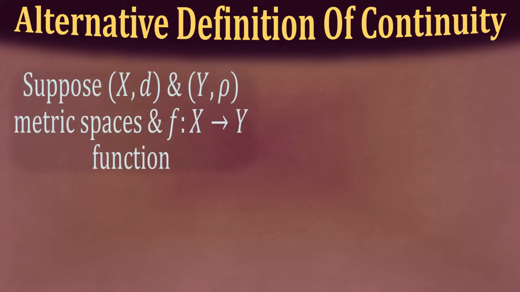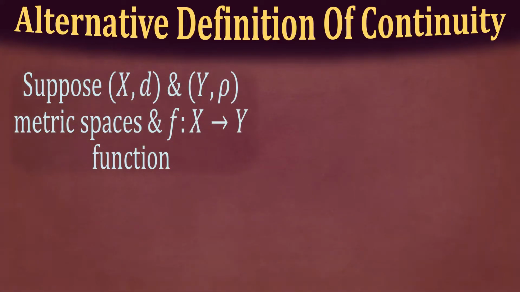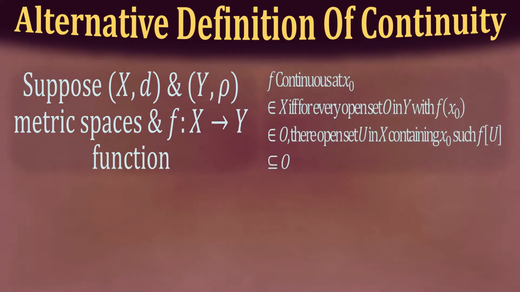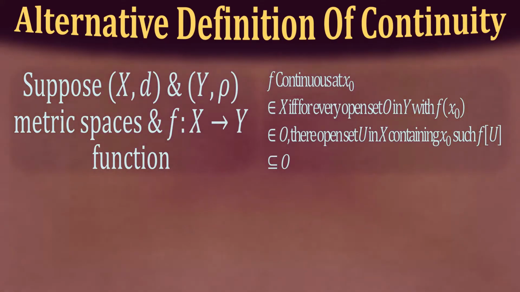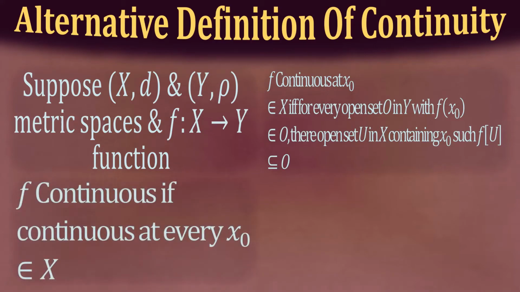Now, let's give an alternative definition of continuity. Suppose that (X, d) and (Y, rho) are metric spaces and f from X to Y is a function. We say that f is continuous at x0 in X if and only if for every open set O in Y with f(x0) in O, there is an open set U in X containing x0 such that f(U) is a subset of O. We say f is continuous if it is continuous at every x0 in X.